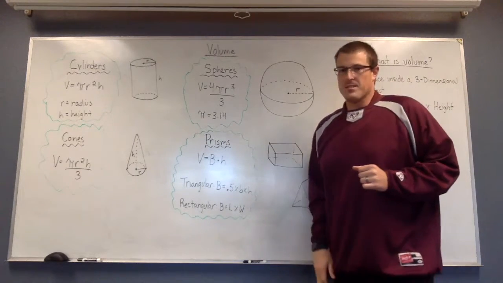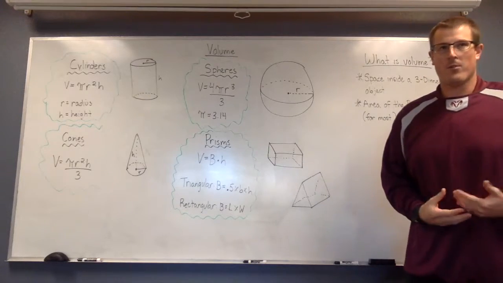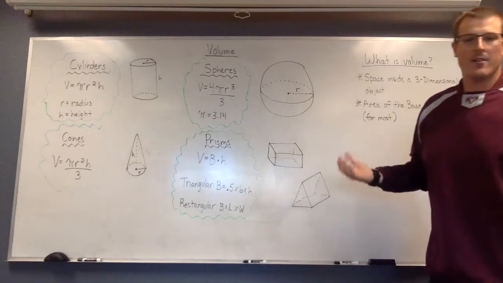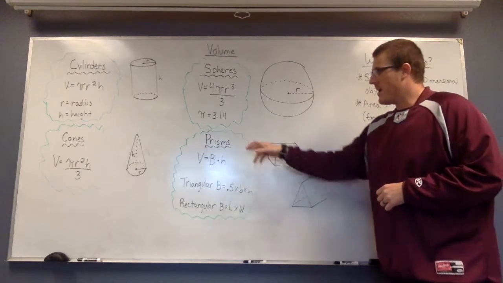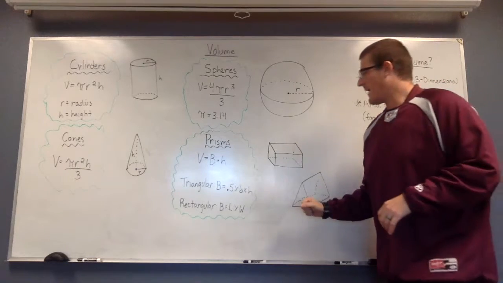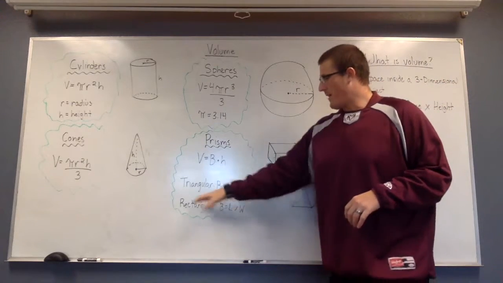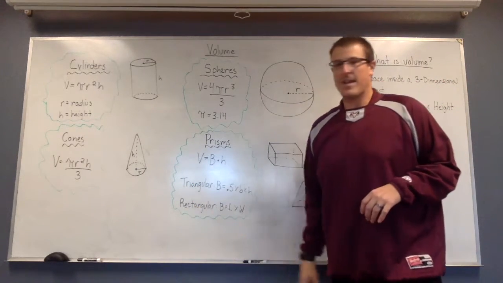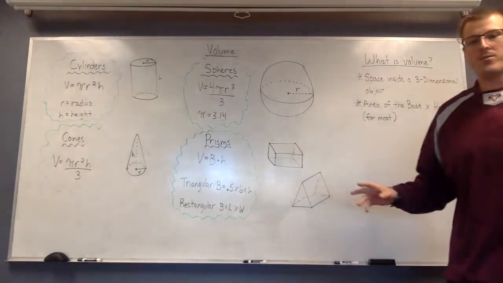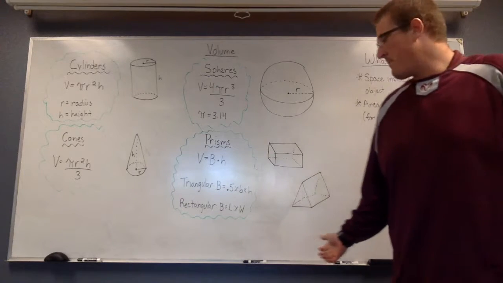When we get down to prisms, this is where it gets a little bit more difficult. Because spheres, cylinders, and cones are circular in nature, they're all the same, just different sizes. With prisms, you have an infinite amount of different kinds. I've got two on the board here, a triangular prism and a rectangular prism. I could have a pentagonal prism, a hexagonal prism, all the way up to 100 sides on my base.